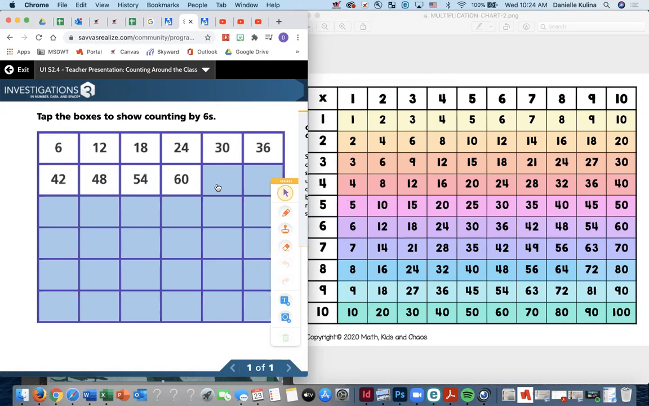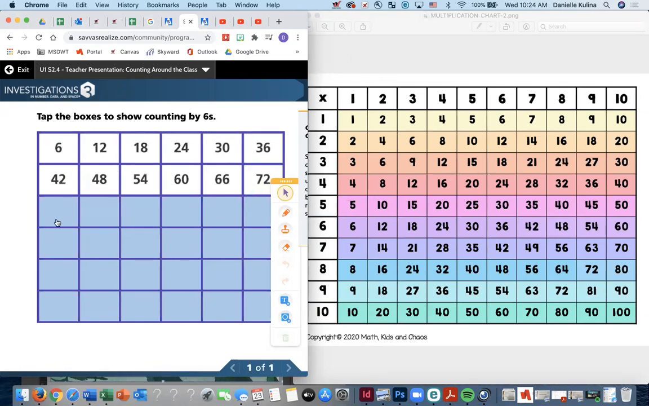67. So if we're counting by 6s and let's stop at 60, 60 plus 6 is what? 66. Okay, let's do the next one. So count in your head real quick. 66, 67, 68, 69, 70, 71, 72.